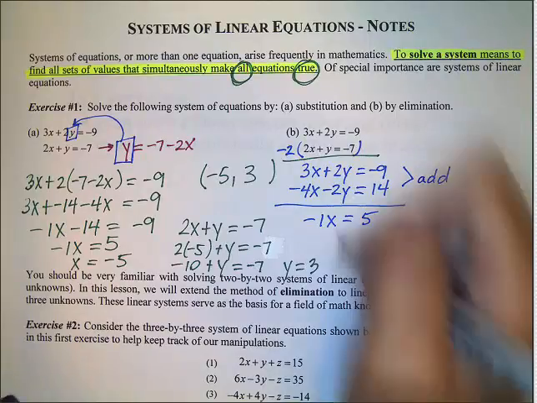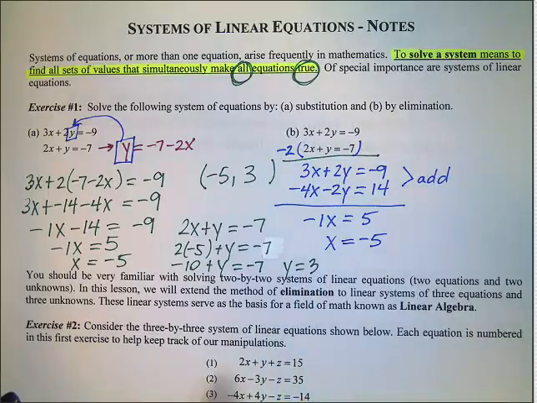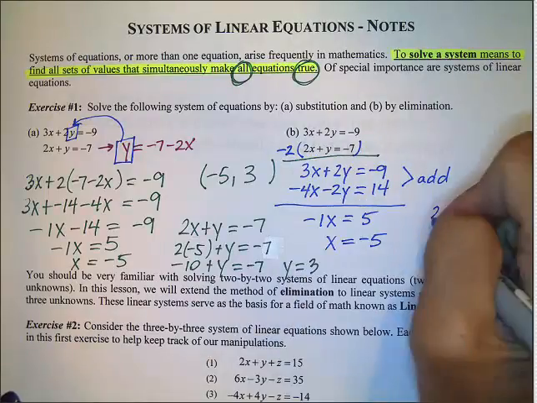So again, x equals -5. So again, I'm going to plug it into one of the equations. I'm going to use the same one.